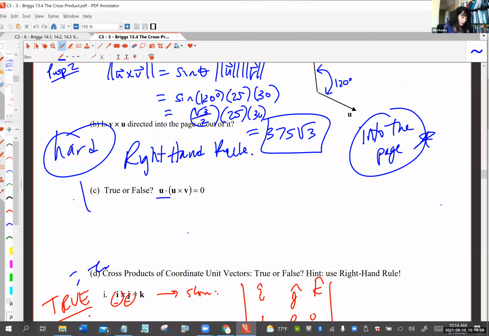Let's talk about this true or false question, because this was on the quiz. I just wanted to briefly mention it because some people were way off. Some people looked at the theorem and said, oh, U cross V is equal to 0. Well, that's not true. U cross V might be equal to 0, but only if U and V are scalar multiples of each other, or if one of them is the 0 vector, but that's not given here.